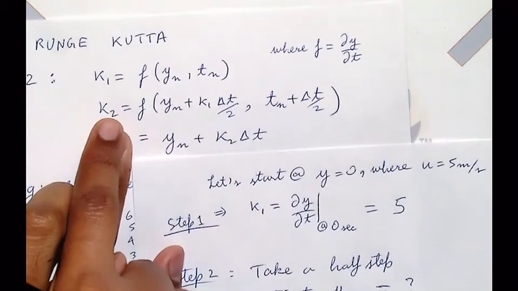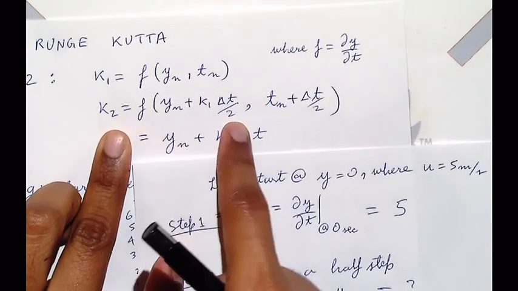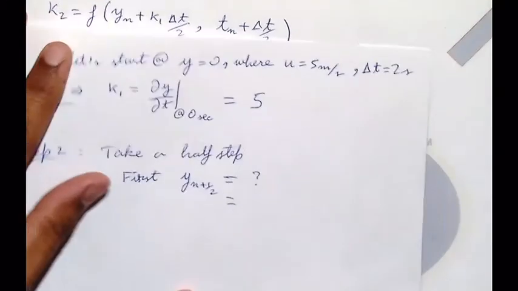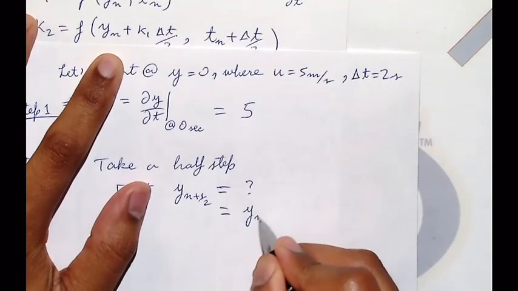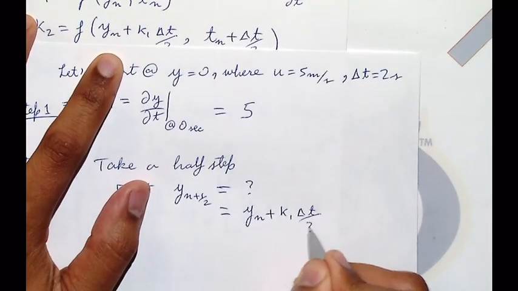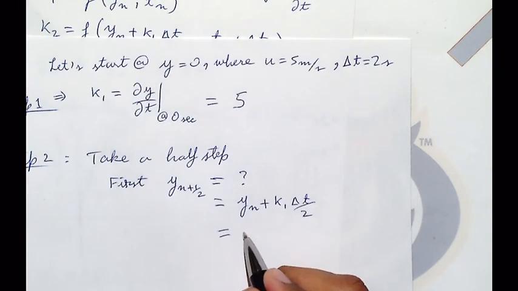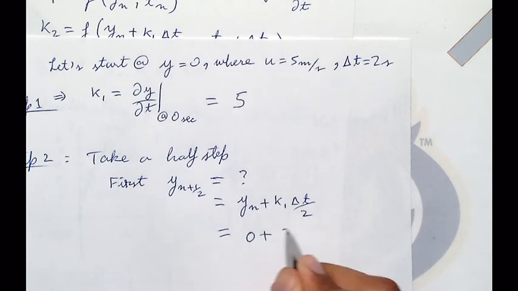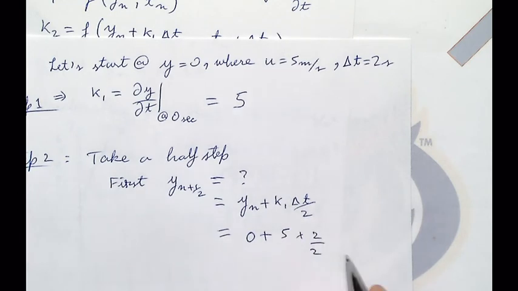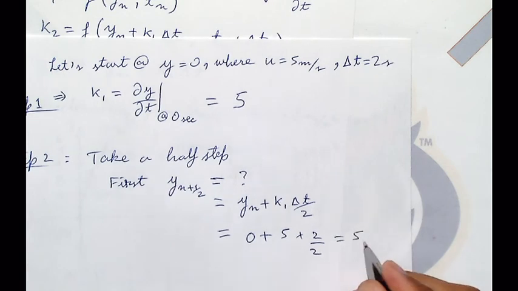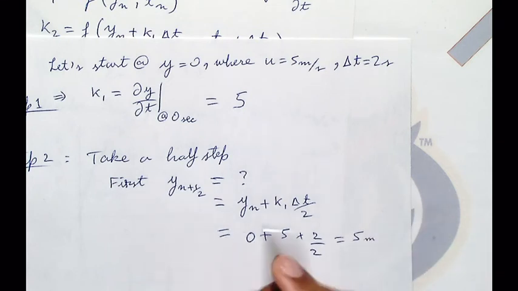Let's look at the formula. So this is for K2. It's saying the new half y is defined as follows. So let's write down this formula. This is y n plus k1 delta t over 2. All right. So let's fill it in quickly, which is 0 plus 5 times 2 over 2. Okay? So we end up at 5 meters. Yeah, that's my half step.